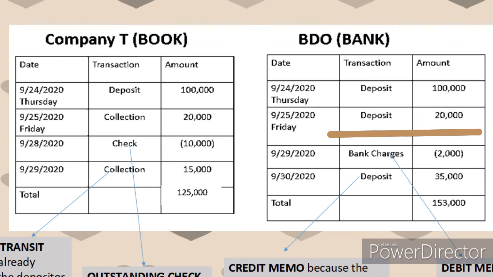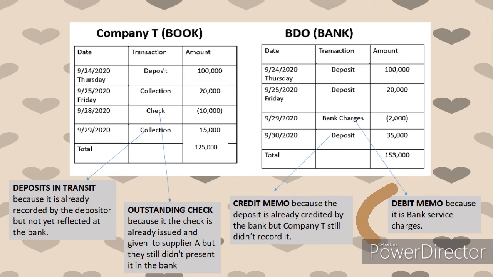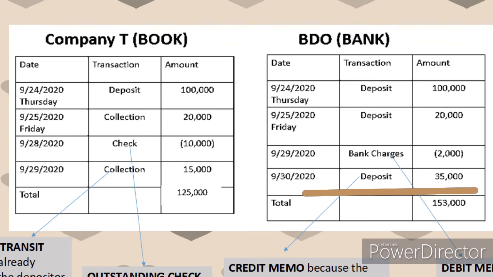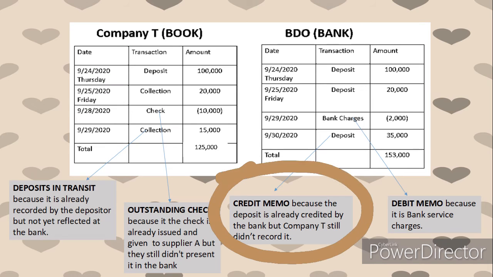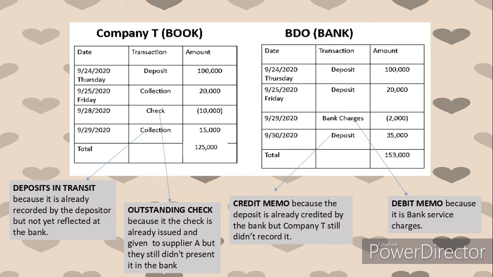September 25, 2020, Friday, transaction: deposit, amount 20,000. September 29, 2020, transaction: bank charges, amount 2,000. Debit memo because it is bank service charges. September 30, 2020, transaction: deposit, amount 35,000. Credit memo, because the deposit has already been credited by the bank but has not yet been recorded by Company T.